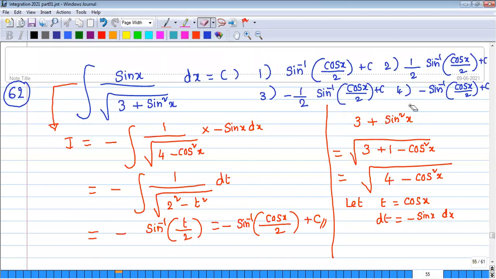Even root is not necessary. You can substitute here. You can substitute.